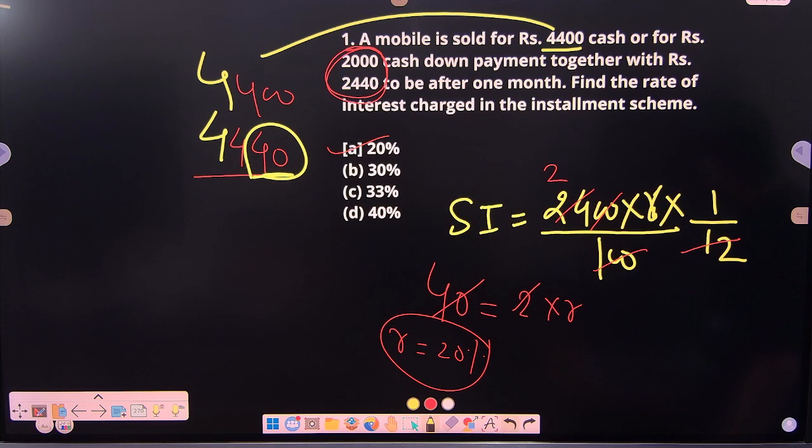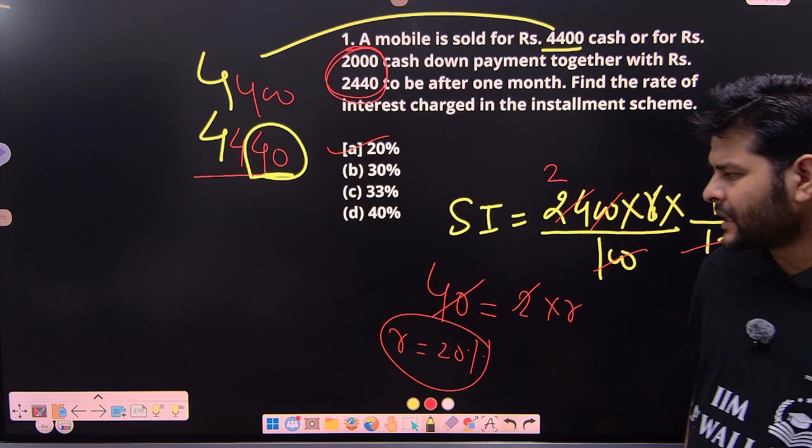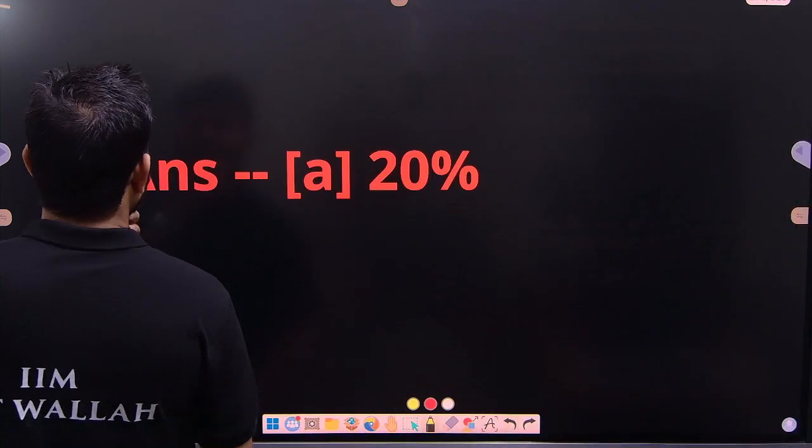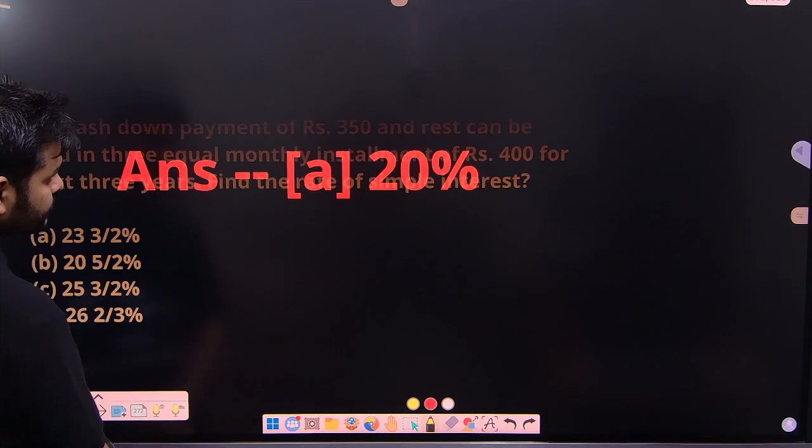Got it? Clear? Let's move on to the next one. A little bit of variation. Take your time.